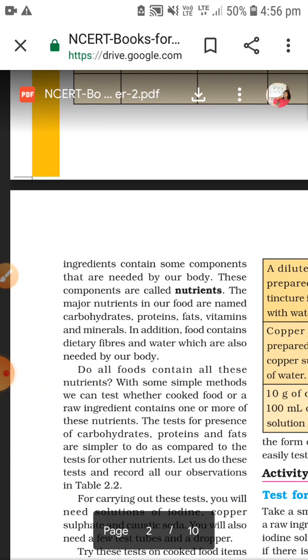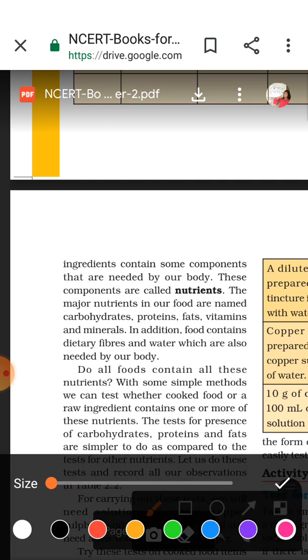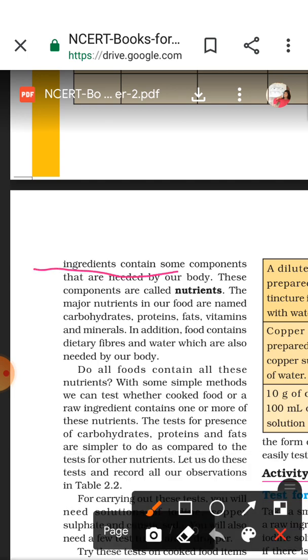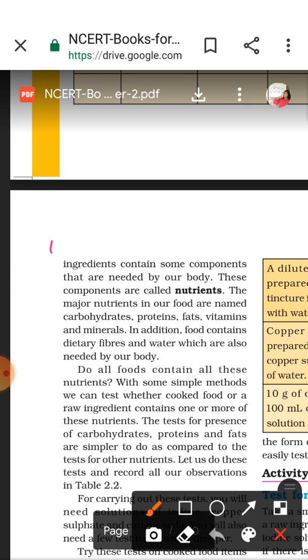Ingredients contain some components that are needed by our body. These components are called nutrients. This is very important, so I will mark it from here to here. You must note this, that ingredients contain some components that are needed by our body. These components are called nutrients.